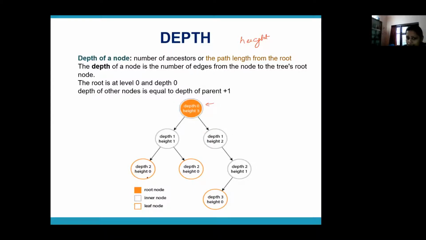But look at the height. 0, 1, this is 3. Why is that 3? Why is the height of this node 3? Can anyone tell me why the height of that node which is highlighted in orange color is 3? What is the definition of height?